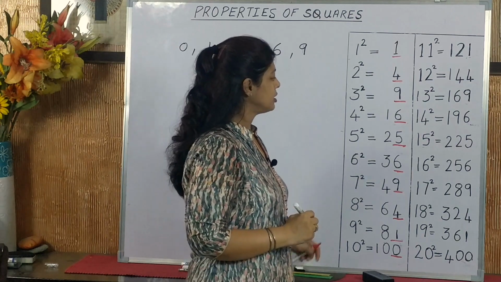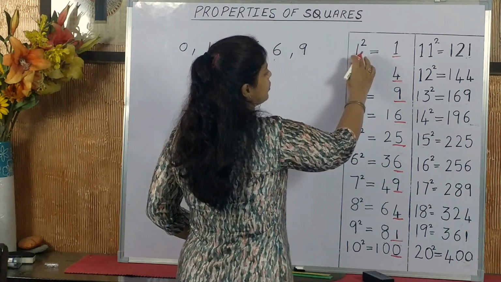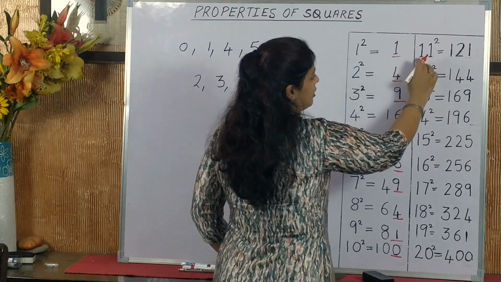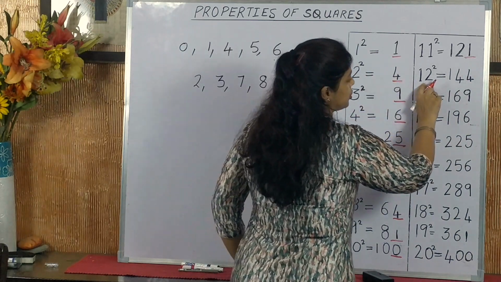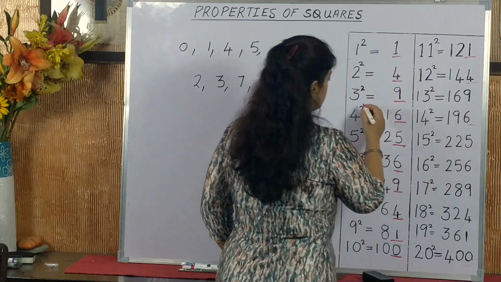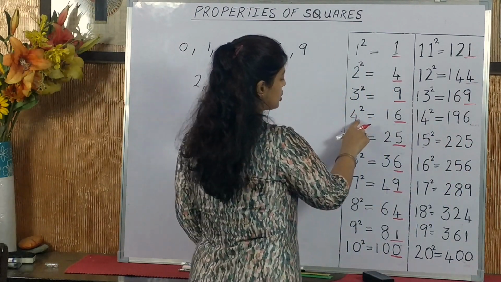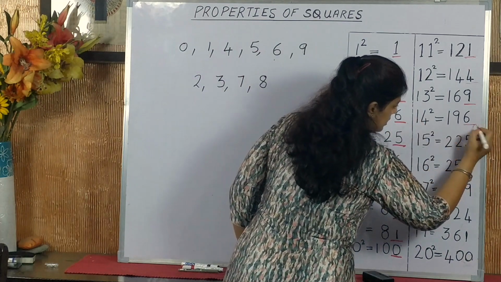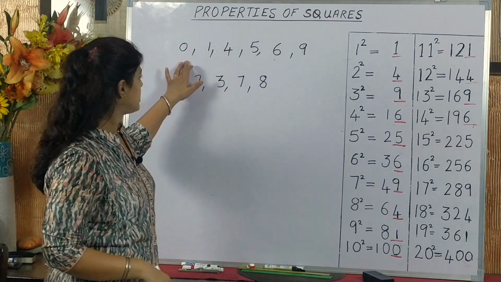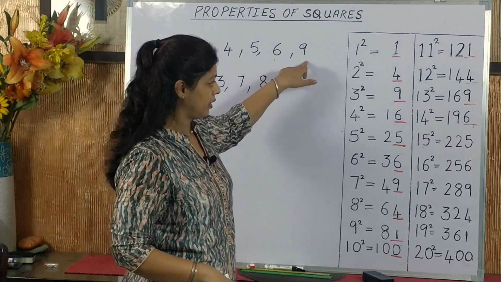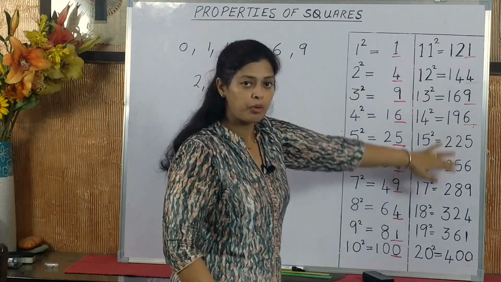Even if we look at the squares of the numbers 11 to 20, we can see that just as 1 square has the digit 1 as the ending digit, 11 square also has 1 in the units place. 2 square has a 4, 12 square also has a 4 in the units place. 3 square has 9, 13 square also has a 9 in the units place. 4 square has 6, 14 square also has a 6 in the units place, and so on. We can see that the same 6 digits 0, 1, 4, 5, 6 and 9 are repeated in the squares of numbers from 11 to 20 also in the same order.